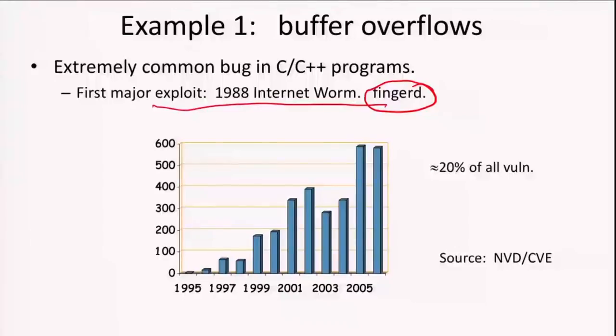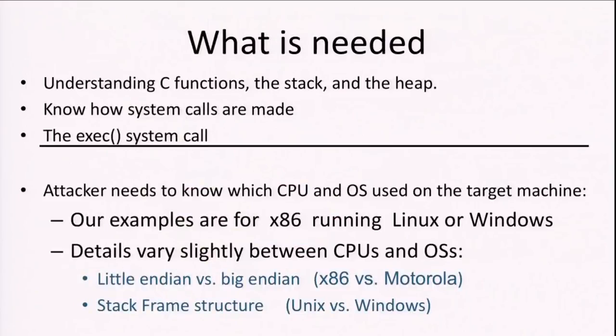This is a little bit dated, but it still holds even today, that about 20% of the vulnerabilities in software are buffer overflow vulnerabilities. So this is one of the very important ones that we must understand and work on. So what do you need to understand to discover vulnerabilities of the nature of buffer overflow, or to exploit and defend against buffer overflow?